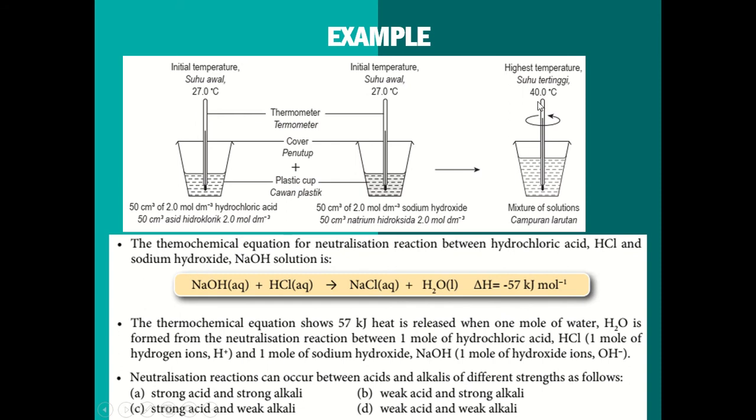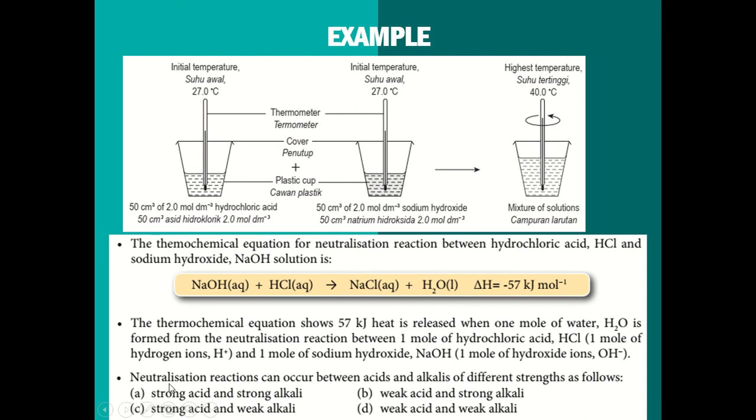Another way kita boleh tengok dia punya temperature increase. Initial dia adalah 27, right? 27 tambah 27 bahagi 2 you akan dapat 27. Jadi the highest temperature recorded is 40 degrees Celsius. Jadi bermakna temperature dia increase. Jadi dia adalah exothermic reaction. So the thermochemical equation shows 57 kJ of heat is released when 1 mole of water is formed from the neutralization between 1 mole of hydrochloric acid and 1 mole of NaOH sodium hydroxide.